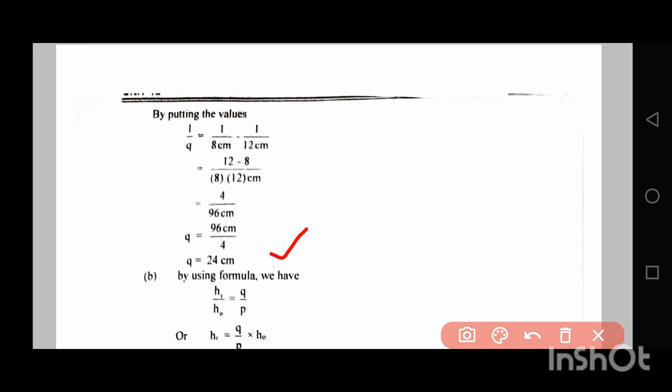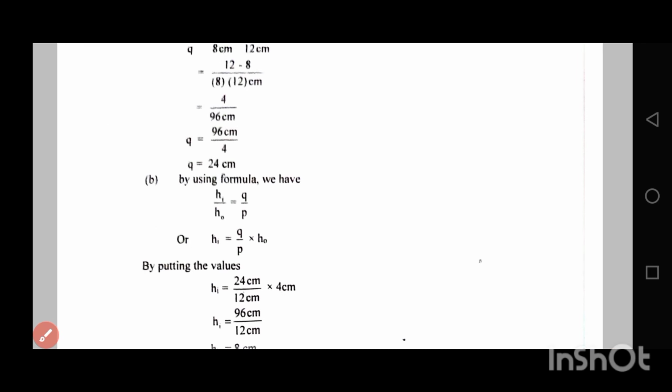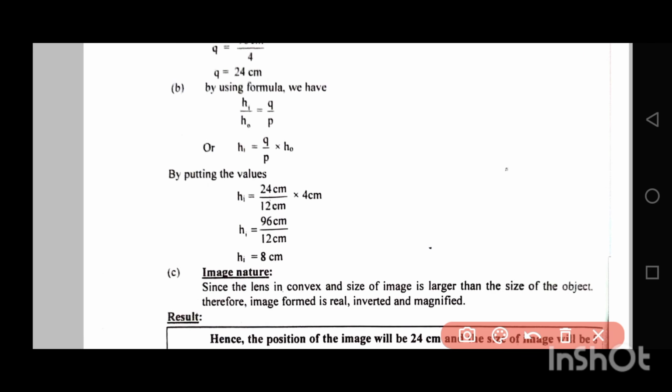So dear students, now we calculate the height of image. For that we use formula hi over ho is equal to q over p. Ho is multiplied by q over p when we shift it to the other side. So the formula will become hi is equal to q over p multiply ho. After putting the values we get the result, height of image is equal to 8 cm.